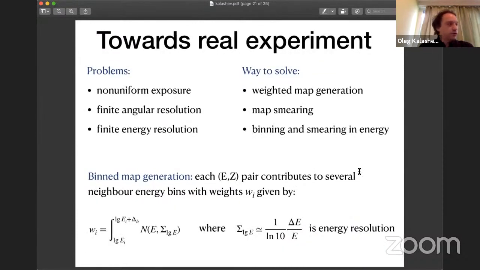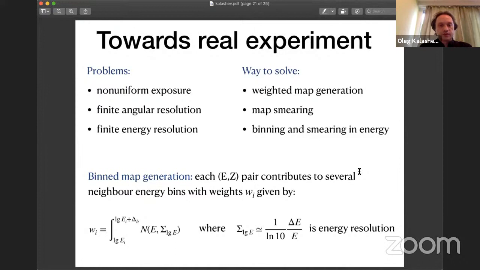Okay, so now to apply this analysis to a real experiment, we need to take into account a few problems. First of all, the exposure can be non-uniform. The angular resolution is also not infinite, and the energy resolution is also finite. So to take into account these limitations, we can do the following things.